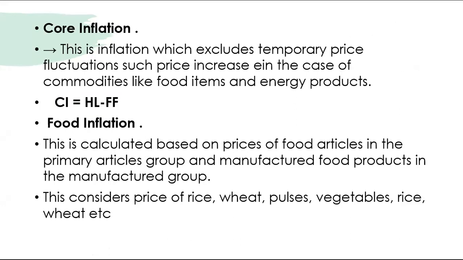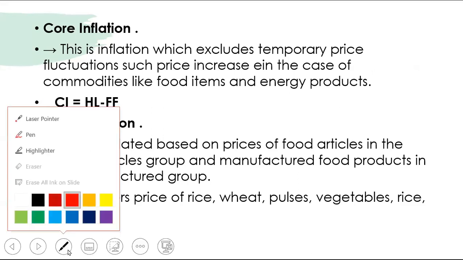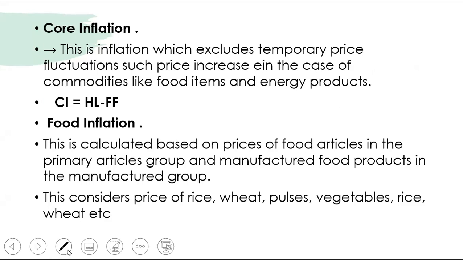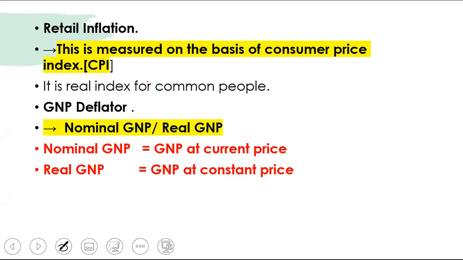Next is core inflation. I hope you are remembering what is core inflation. Two things were not included in core inflation. What is it? That is food items and fuel prices. So headline inflation minus food and fuel. Then we discussed food inflation, then retail inflation, then we reached here, GNP deflator.